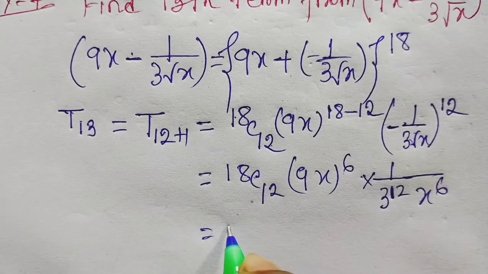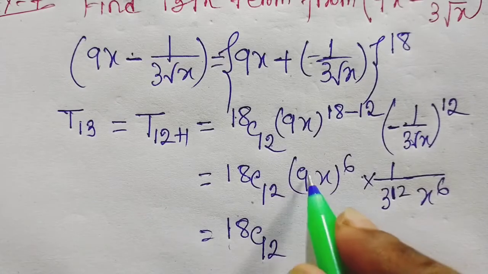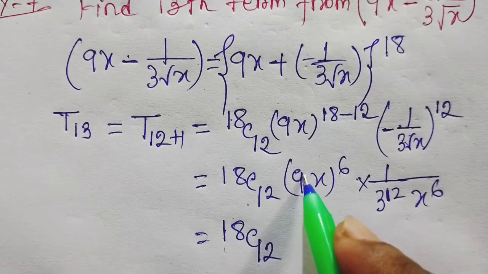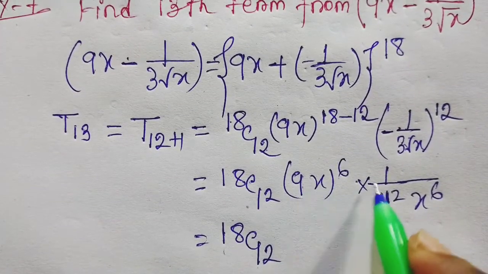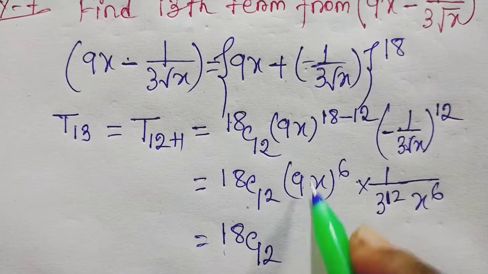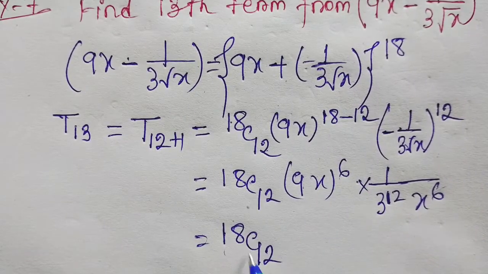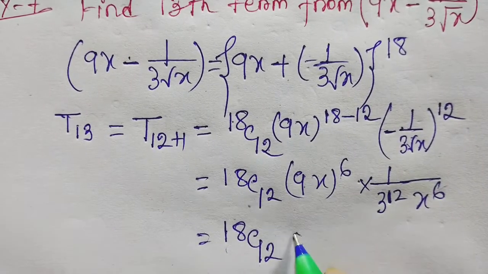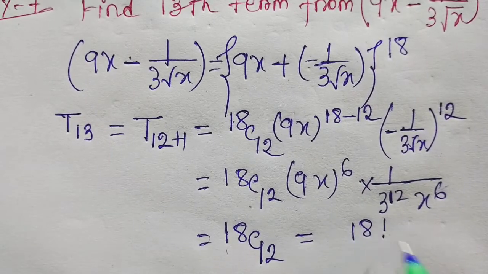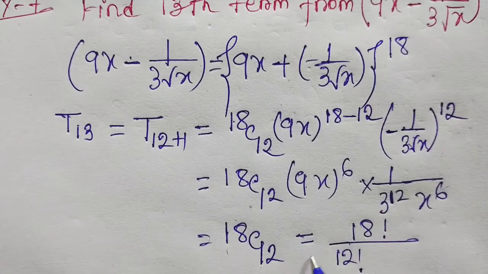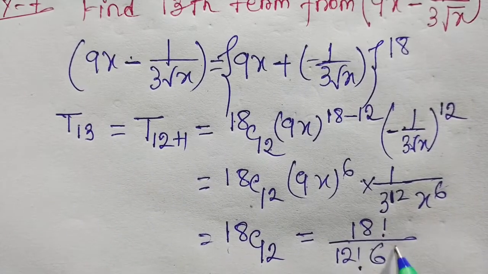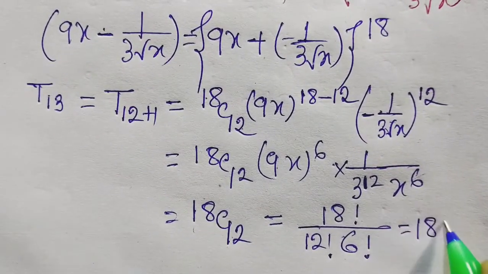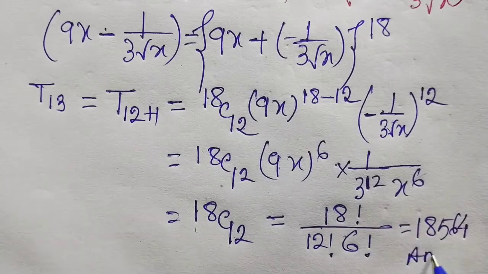18C12 here, 9 to the power 6 also means 9 to the power 6 is 3 to the power 12, and here also 3 to the power 12, so cut, and x to the power 6 also x to the power 6, so only 18C12. Now 18C12 can be written as 18 factorial by 12 factorial into 18 minus 12, that means 6 factorial, and the value of this is 18564. This is our answer.